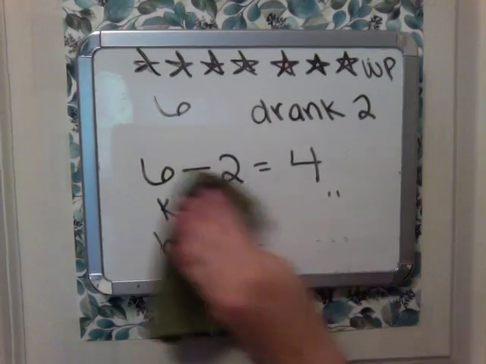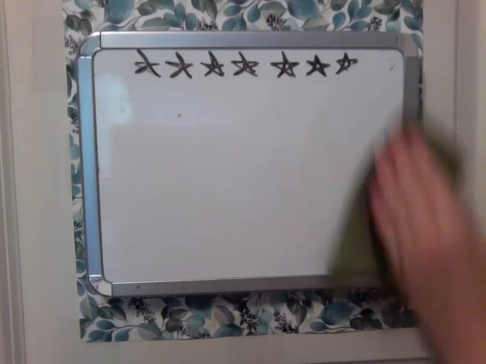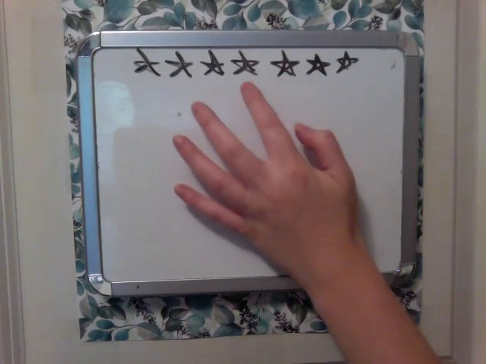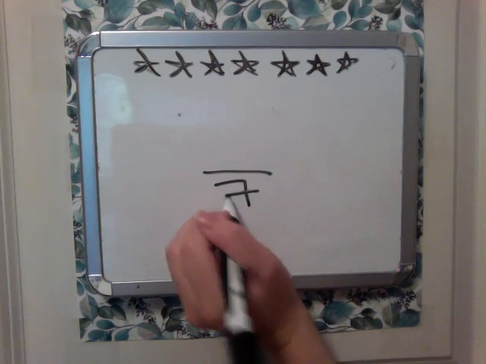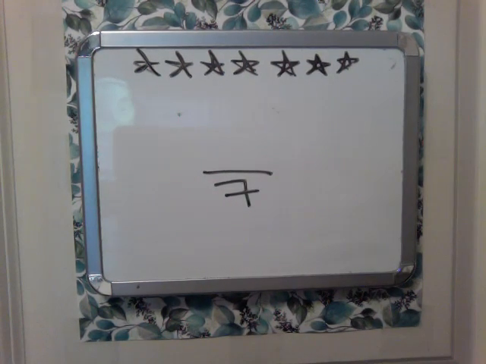At the top of your page, write your fraction bar. 1, 2, 3, 4, 5, 6, 7 becomes your denominator of the fraction. You get to write how many stars you earned today.